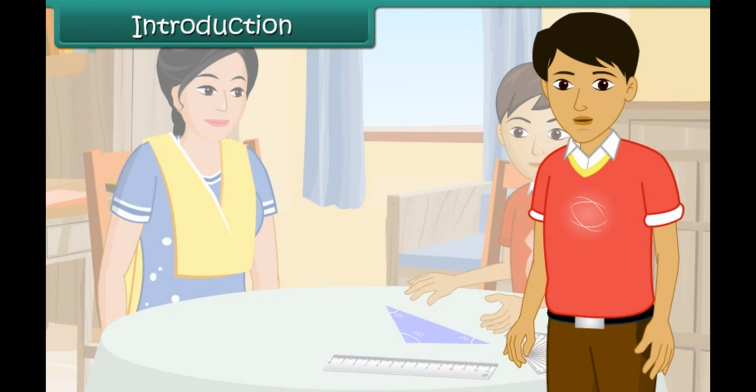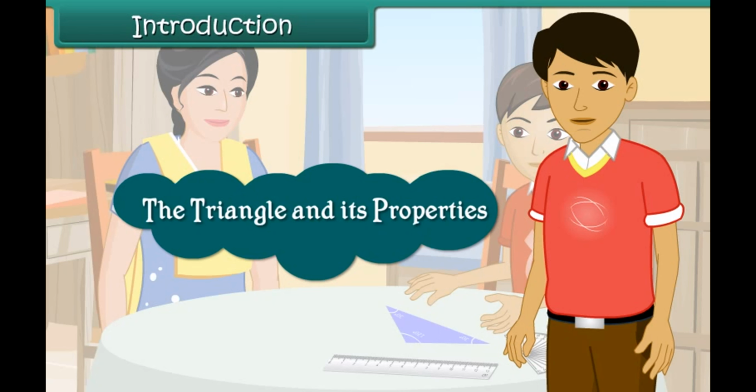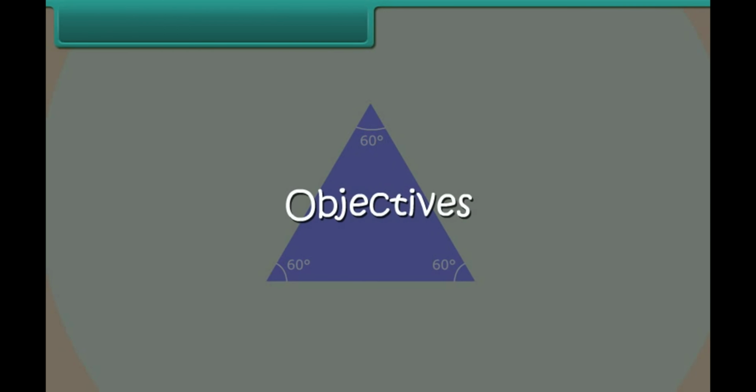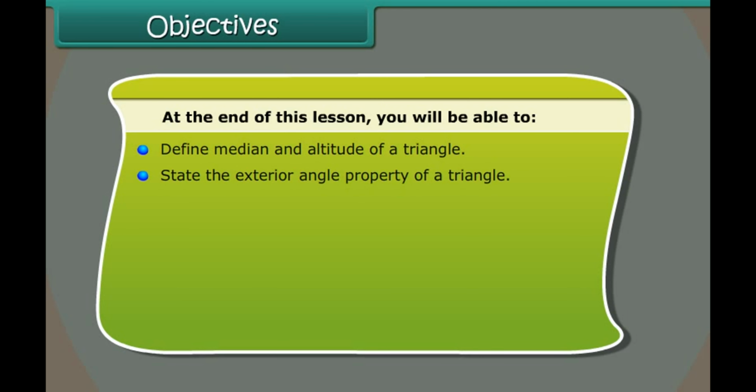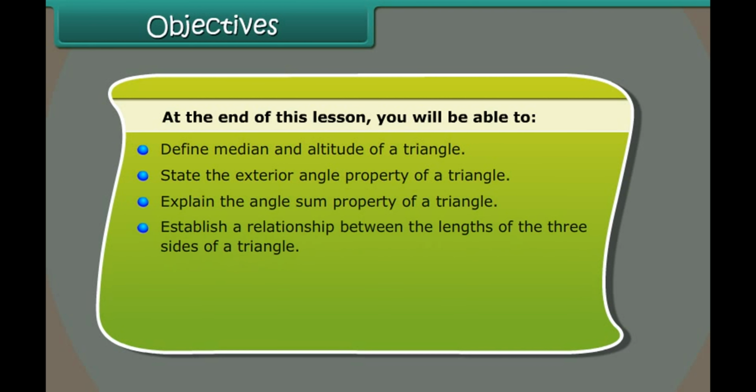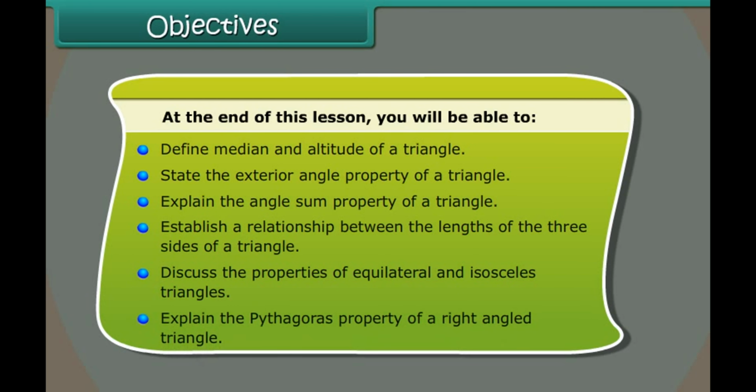In this lesson, you will learn about the triangle and its properties. Objectives. At the end of this lesson, you'll be able to define median and altitude of a triangle, state the exterior angle property of a triangle, explain the angle sum property of a triangle, establish a relationship between the lengths of the three sides of a triangle, discuss the properties of equilateral and isosceles triangles, explain the Pythagoras property of a right-angled triangle, altitudes and medians of triangle.